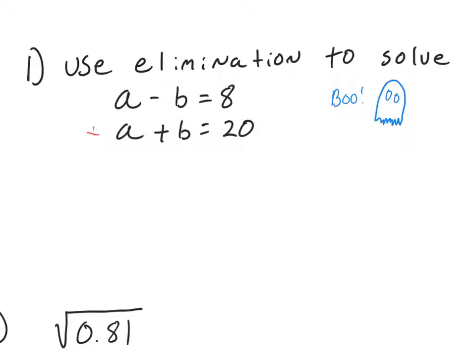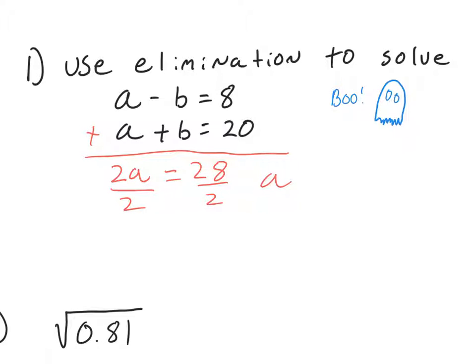So we'll add these together and make a third equation. a plus a is 2a, and negative b plus b is 0, and then 8 plus 20 is 28. Then we'll divide by 2, and we'll get a is equal to 14.